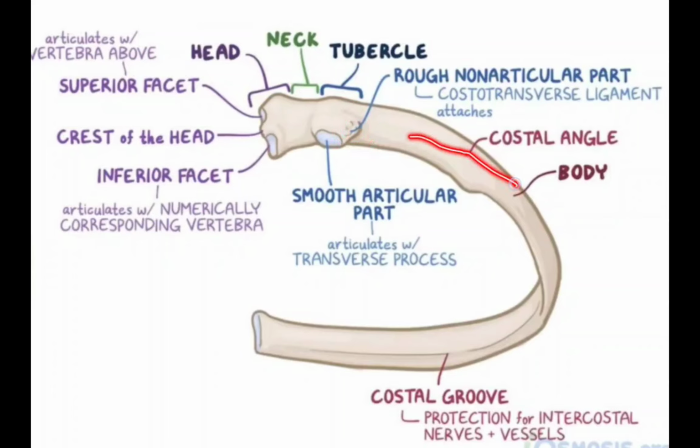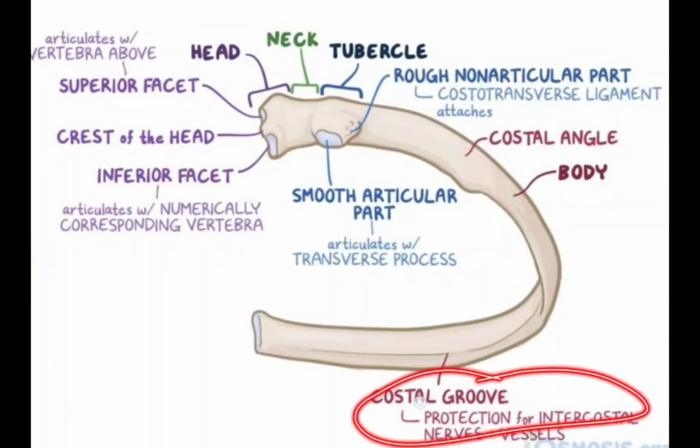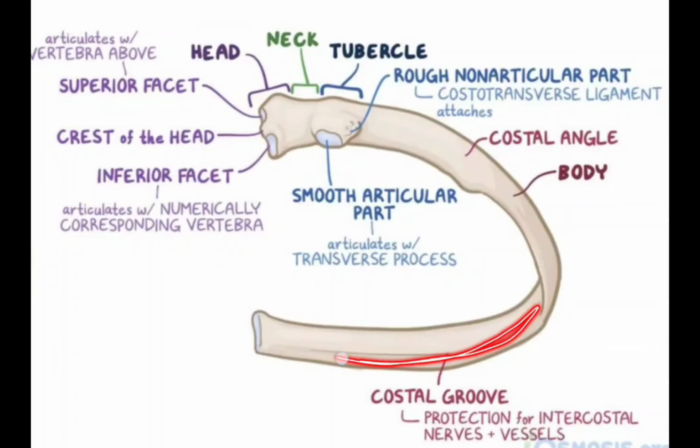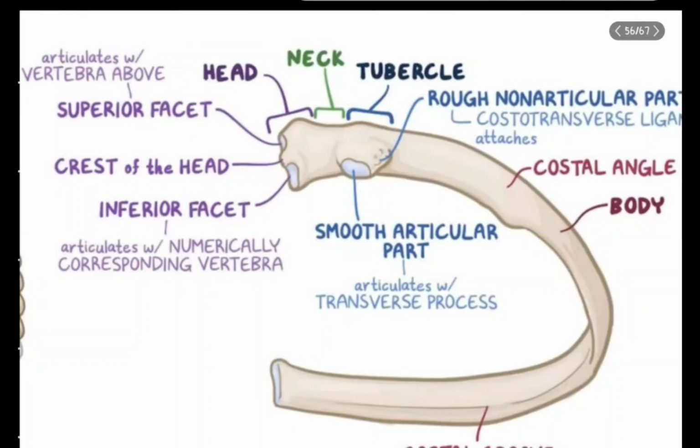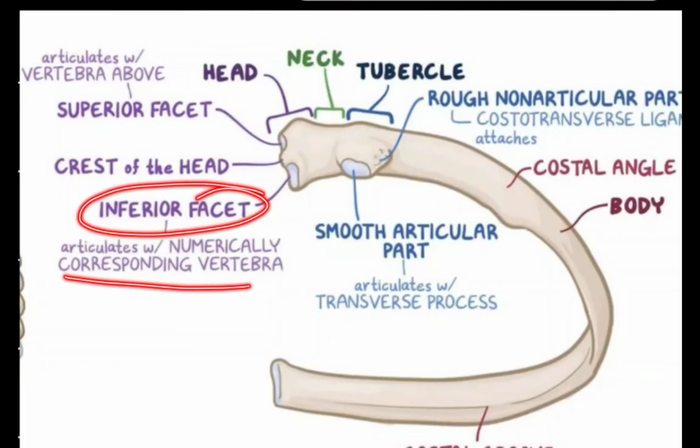We have the costal angle, we have the body or the shaft, we have the costal groove, and as you can see, protection for intercostal nerves and vessels. So this groove is through which the nerves and the vessels go. And then lastly, we have the crest of the head. This is the crest of the head. And then this articular surface is the superior facet, which articulates with the vertebrae above, that is from up, and then the inferior facet, which articulates with the corresponding vertebrae.